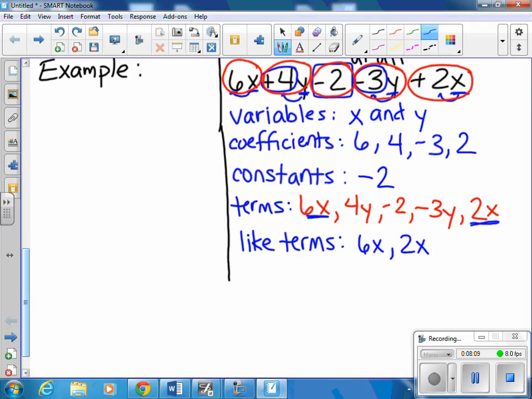And then if I look again, I see some more things that are in common. The 4y and the negative 3y are like terms because they both have a y. So we have another group, and we have to list the second group. The second group would be 4y and negative 3y.